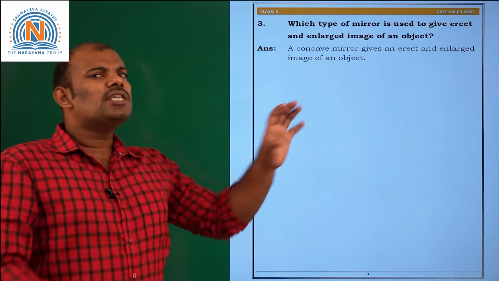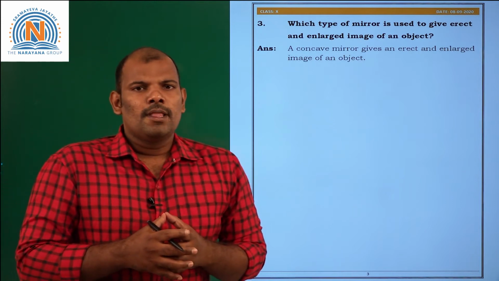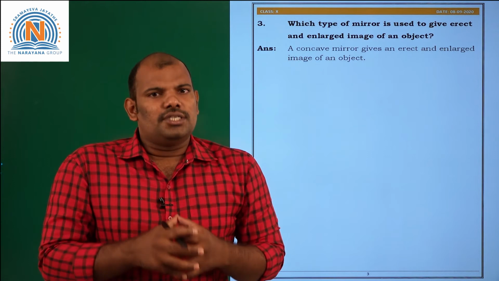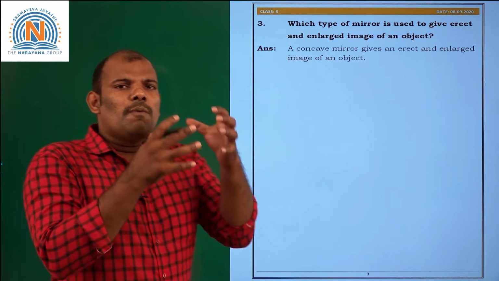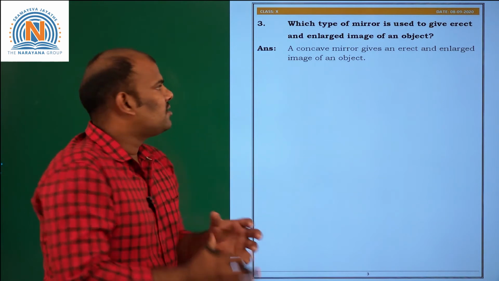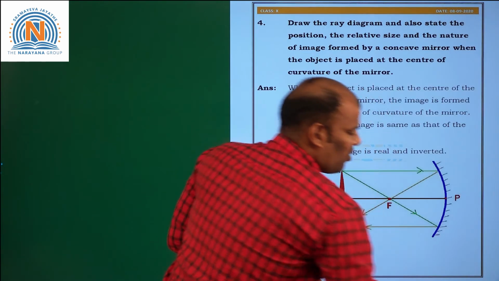But only in case of a concave mirror, we get erect as well as enlarged image. That is the case when you place the object between pole and focus. Question number 4.